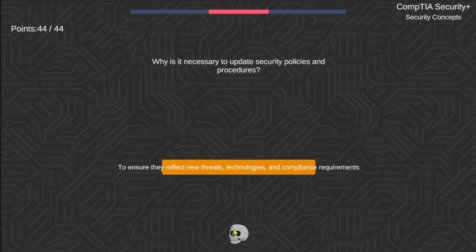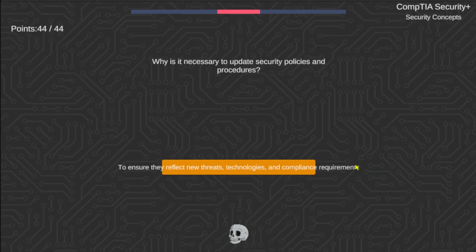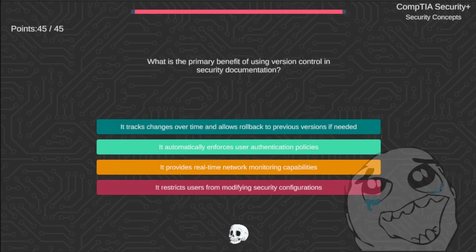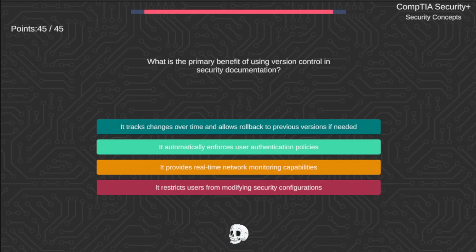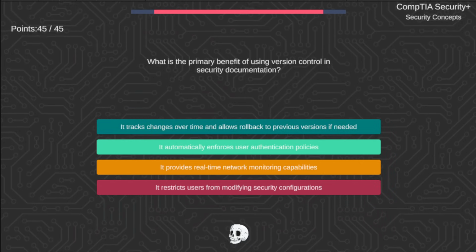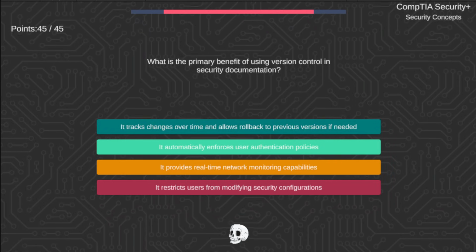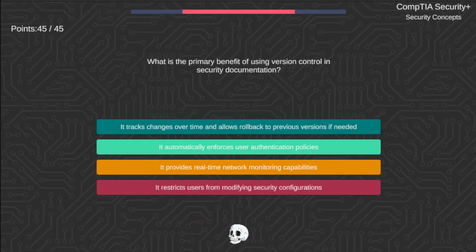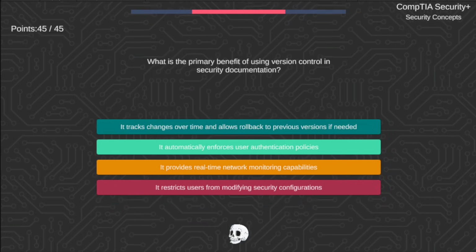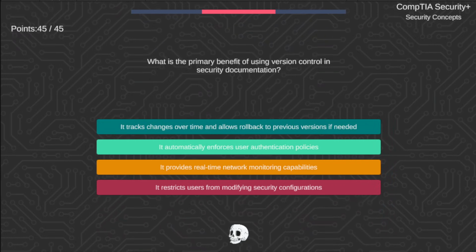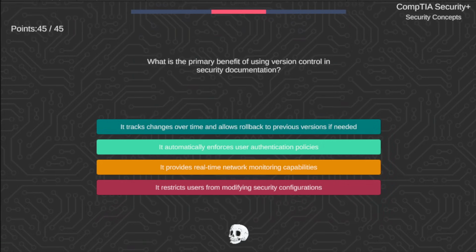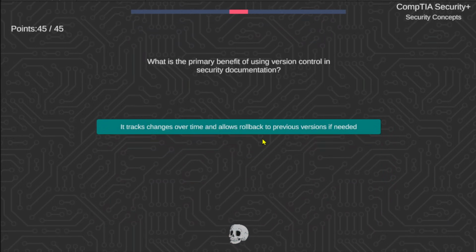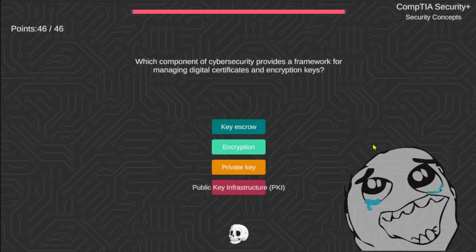Correct answer, again, the one that's outside of the box, to ensure they reflect new threats, technologies, and compliance requirements. What is the primary benefit of using version control in security documentation? It tracks changes over time and allows rollback to previous versions if needed. It automatically enforces user authentication policies. It provides real-time network monitoring capabilities, or it restricts users from modifying security configurations. Correct answer is it tracks changes over time, allows rollback to a previous version if needed.